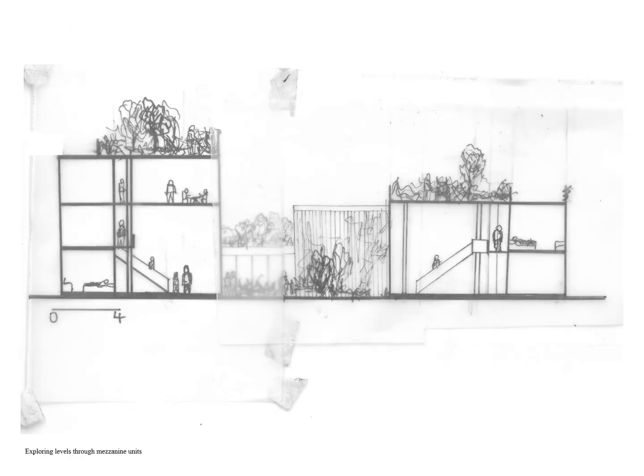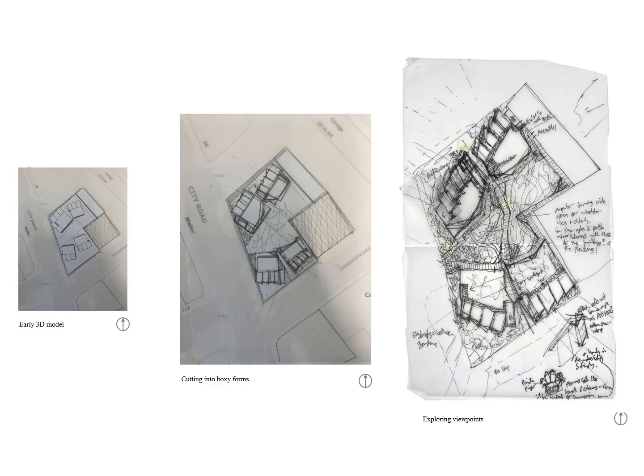From personal experience and research into student accommodation, it became clear that social interaction is key. When sketching in section, I began to discover ways of encouraging social interaction through playing with levels and sightlines. The boxy forms of an early 3D model were cut into to perfect views between roof gardens, shared spaces, and the courtyard. These viewpoints create a framework for social interaction.